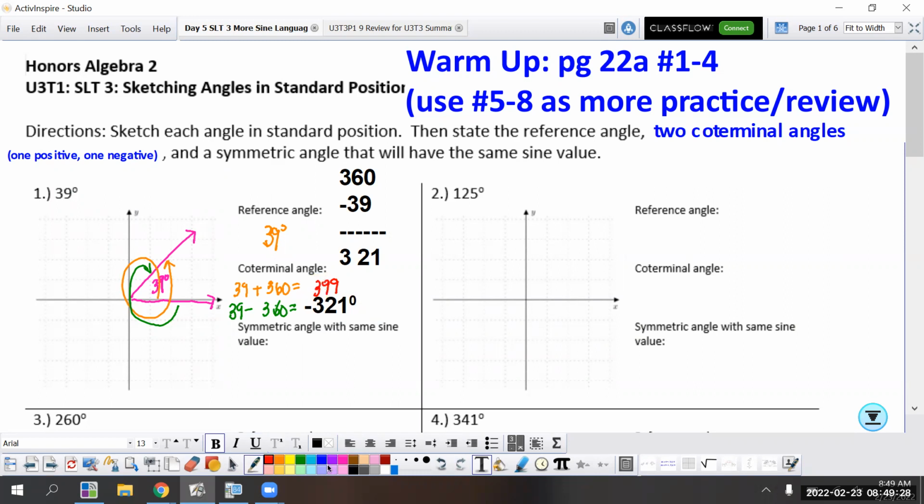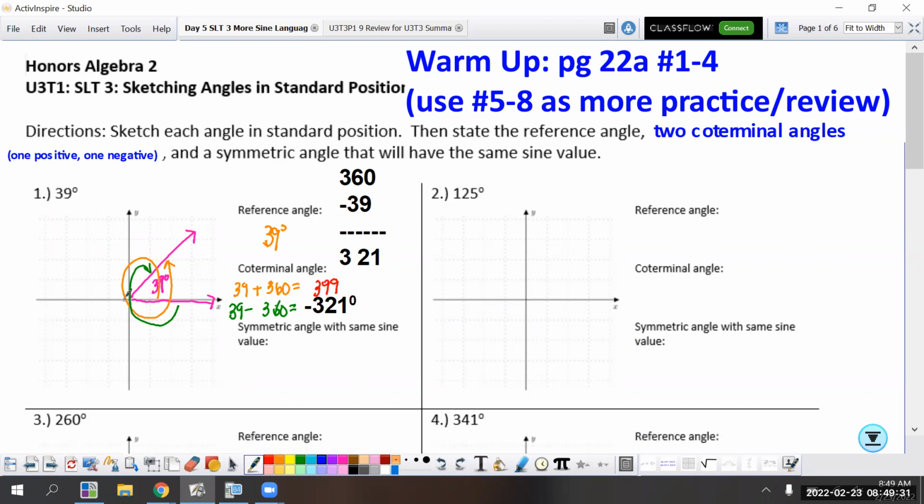Symmetric angle, if you think of the Ferris wheel ride, would be the angle in this direction that has the same height as the 39 degrees, because sine is based on the y. So this angle of rotation here is going to be 180 minus 39 degrees. Let me try my pen again. 180 minus 39 degrees. So that is 141 degrees.